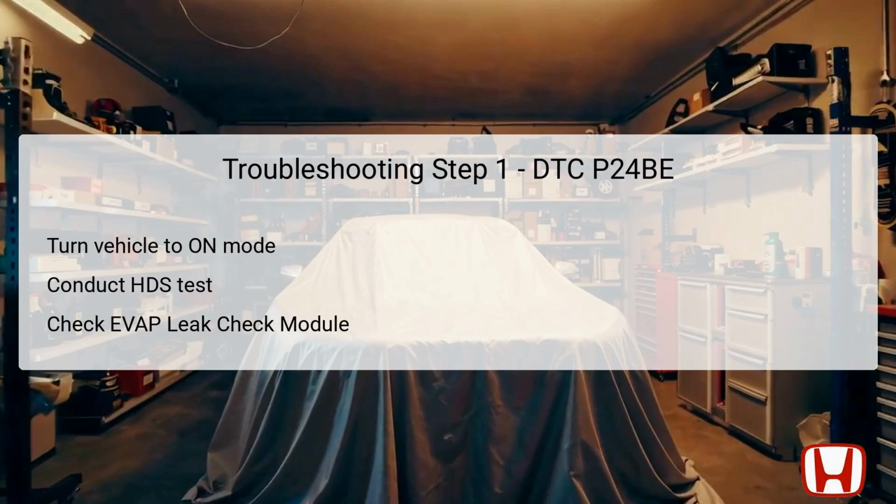Step 1 of troubleshooting DTC P24BE begins with turning the vehicle to the on mode without starting the engine. This action prepares the vehicle for diagnostic testing. Next, utilizing the Honda Diagnostics System, HDS, run the evaporative emission control system leak check module test. This specialized test evaluates the functionality of the module and can reveal if it is operating correctly.